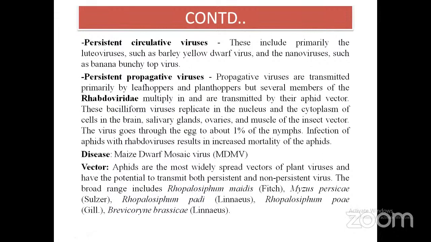And persistent propagative viruses: persistent viruses are transmitted primarily by leaf hoppers and plant hoppers, but several members of the Rhabdoviridae multiply in and are transmitted by the aphid vector. Secondly, we will study the major diseases. The disease is maize dwarf mosaic virus. The vector of this is aphids, and these aphids have the potential to transmit both in a persistent and non-persistent manner. The broad range includes Rhopalosiphum maidis, Myzus persicae, Rhopalosiphum padi, Rhopalosiphum poi, and Brevicoryne brassicae, which is the cabbage aphid.